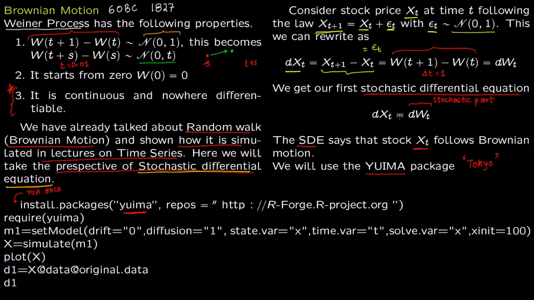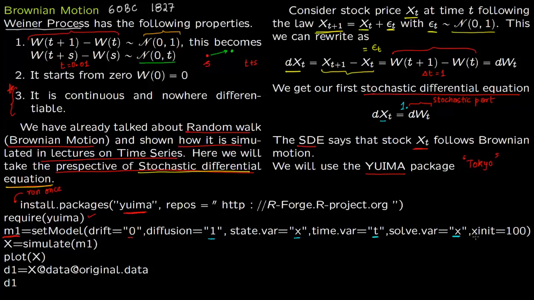So now we are going to simulate this model. These are the set of commands. So require UEMA is clear. You have to run this command so that R knows where to get its model from. M1 is the name of the model. You could set your own name. We are going to set model. Drift is 0. We're going to talk about drift later on, so there is no drift in this model. Diffusion is 1. So 1 is multiple of this. This equation you can write as 1 times dWt. So this 1 comes here. This is a diffusion. State variable is x. So this is a state variable, and you're going to solve for this variable x. And time variable is t.